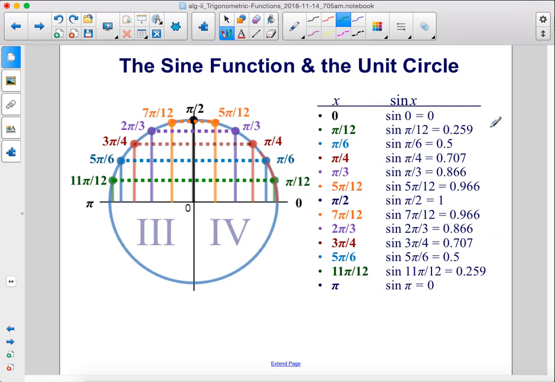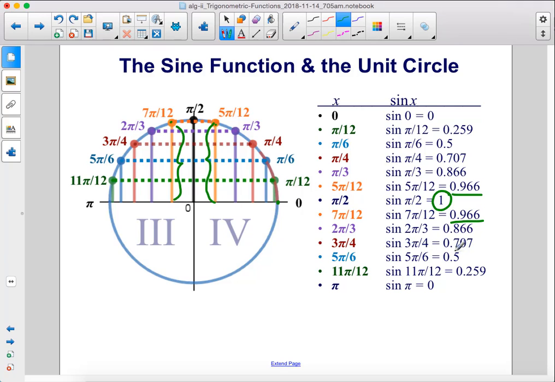Here is a full table of all of the sine values. So as you can see at 0, it's 0. When we get up to pi over 2, that's our maximum value of 1. But the points right around this point, so these two yellow points, both have sine values of 0.966, and that's the length of this yellow line right there.